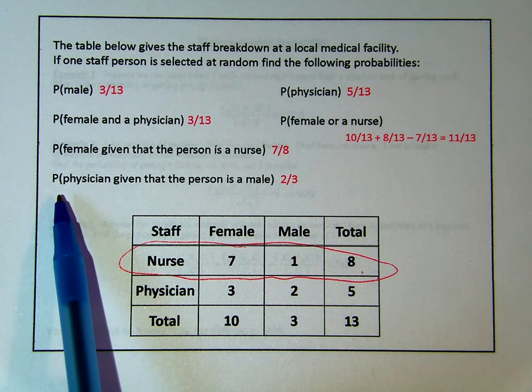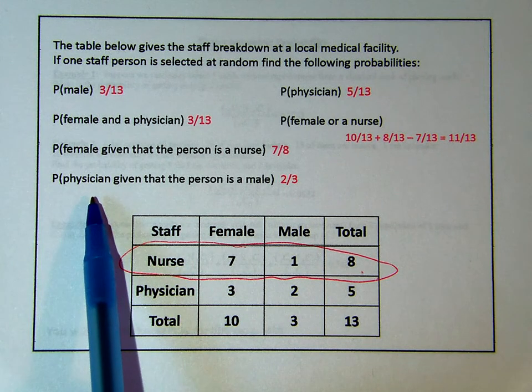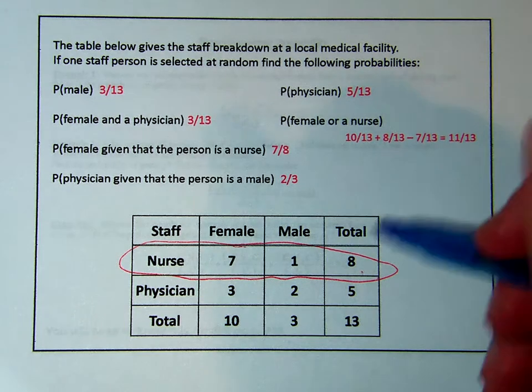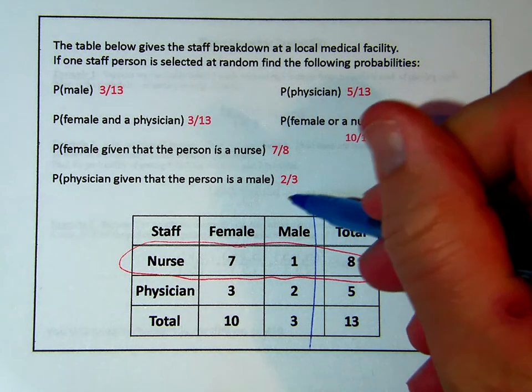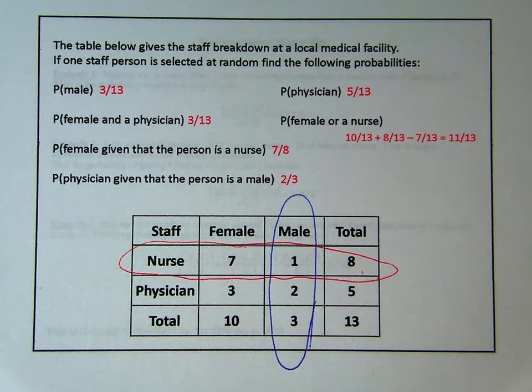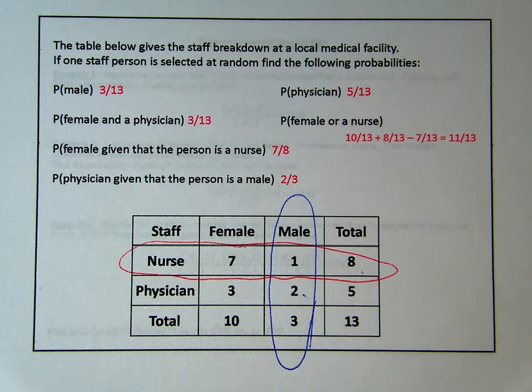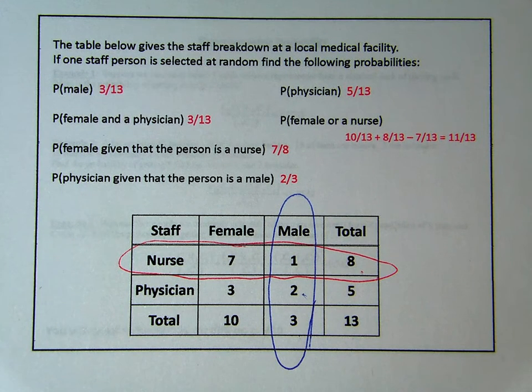Okay, last one from this slide. What's the probability you're a physician given that you're a male? So given that you're a male means we're only looking at that one column going down like that. Limiting yourselves to just that column of the 3 total people in the column, 2 of them are physicians. So a 2 out of 3 chance you are a physician if you know that you are a male.